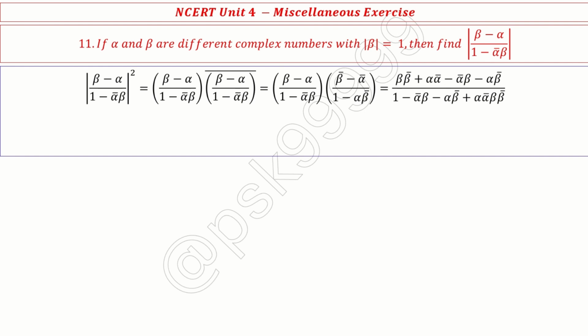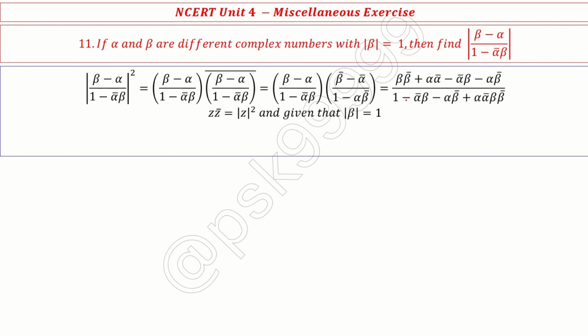We know the modulus of a complex number squared is equal to z times z bar, right? Modulus of z square equals z times z bar. So that's what I took here. (Beta minus alpha) divided by (1 minus alpha bar beta), multiplied by its bar, z bar. You take the bar inside, and it will go into every term. So beta bar minus alpha bar divided by 1 minus alpha beta bar. You simplify it carefully, this is what you will get.